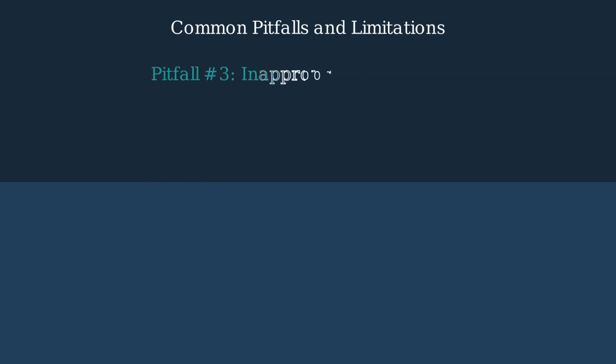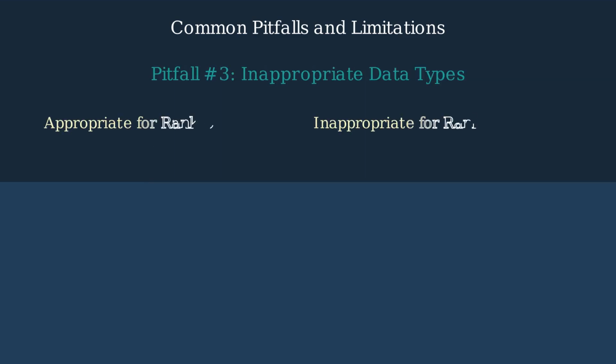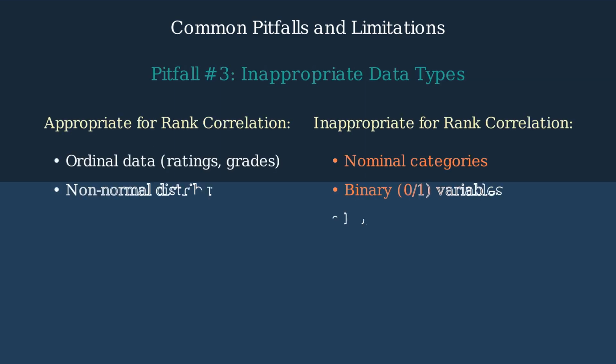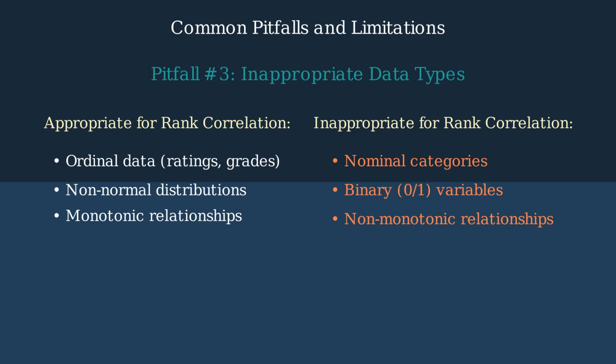The third pitfall is applying rank correlation to inappropriate data types. Rank correlation is designed for ordinal data with meaningful rankings. Rank correlation is particularly problematic for non-monotonic relationships, like this U-shaped curve, where the relationship can't be captured by simple ranking.